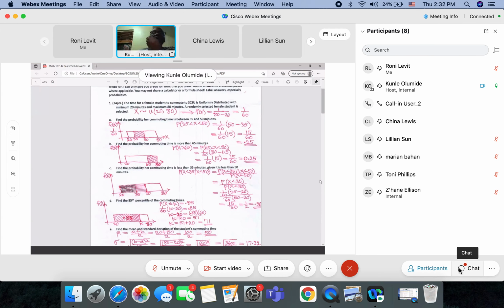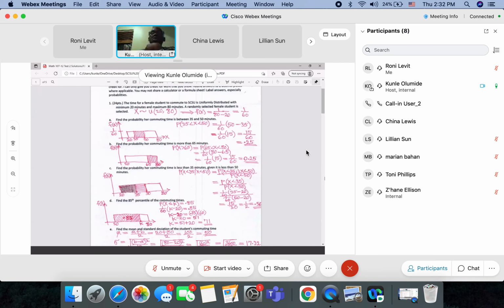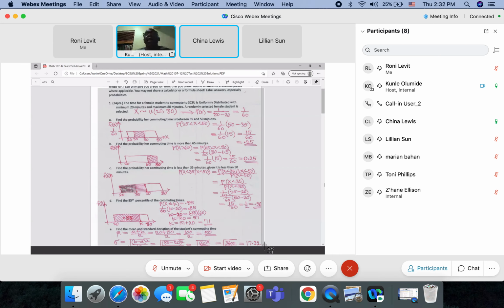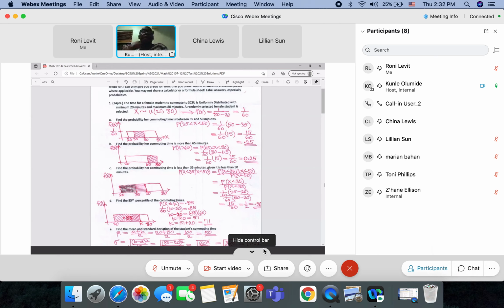Yes. Okay, so let's start with the first question. It says the time for a female student to commute to SCSU is uniformly distributed with a minimum of 20 minutes and a maximum of 80 minutes. A randomly selected female student is selected. So what kind of question is this? Uniform distribution. How do we know it's uniform? Because it says so in the question, uniformly distributed.